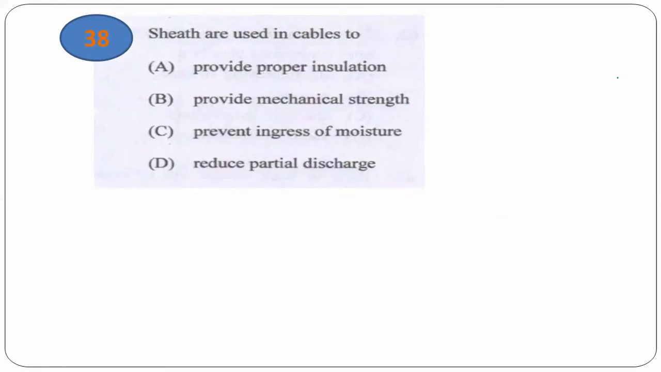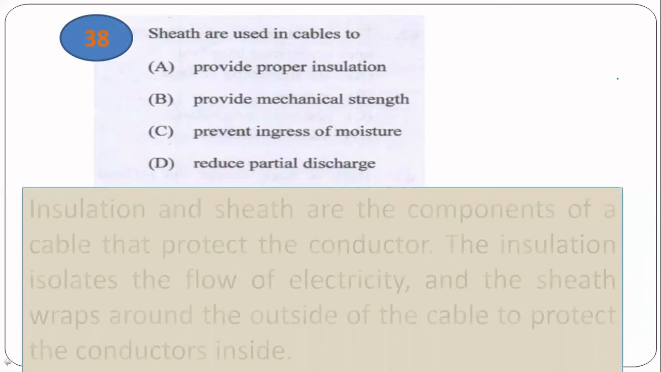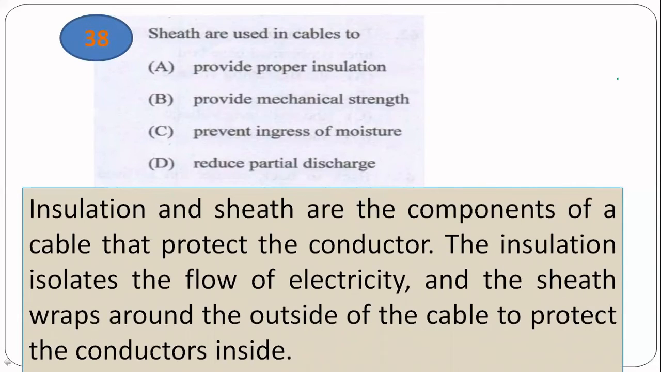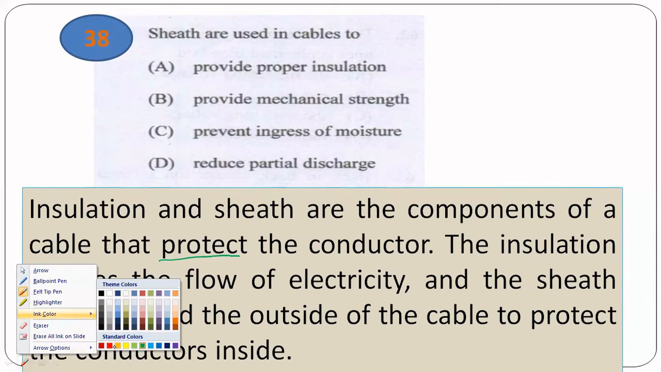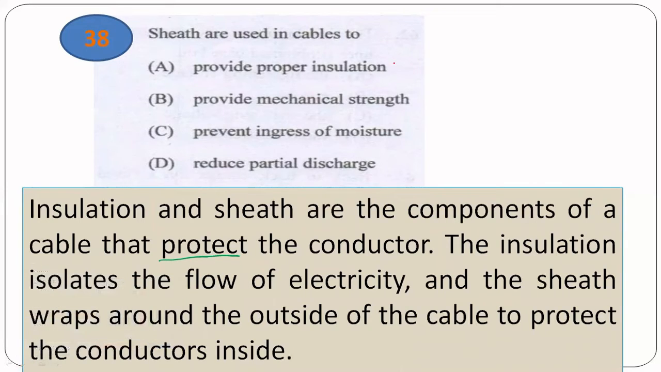So sheets are used in cables for what purpose? Insulation and sheet are the components of a cable that protect the conductor. The insulation isolates the flow of electricity, and the sheet wraps around the outside of the cable to protect the conductor inside. So sheets are not used for the purpose of insulation. The explanation whatever we have read out is not valid.